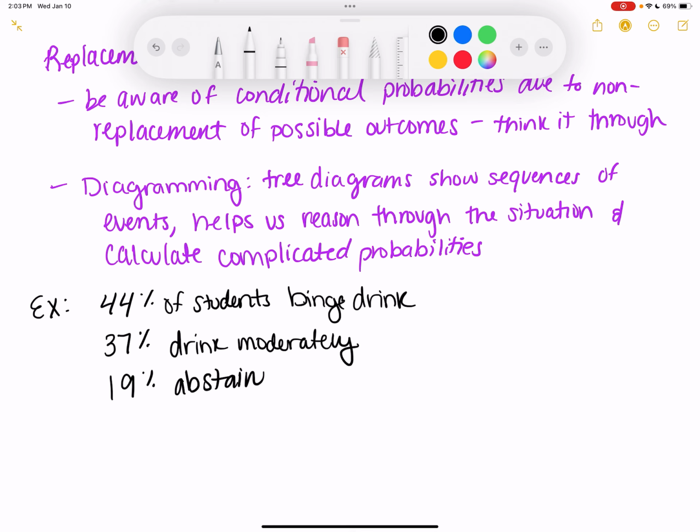I said abstinence and I was like, wait, no, that's not the same. Oh no, that is not the same thing.